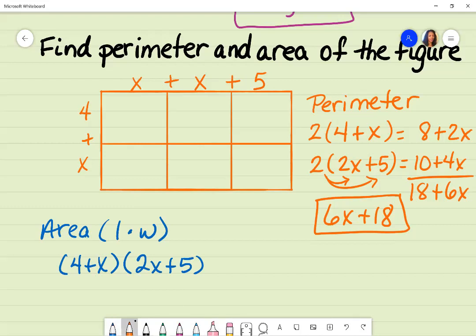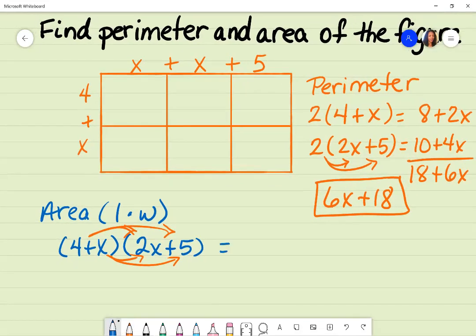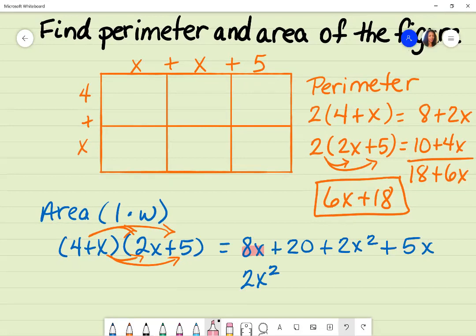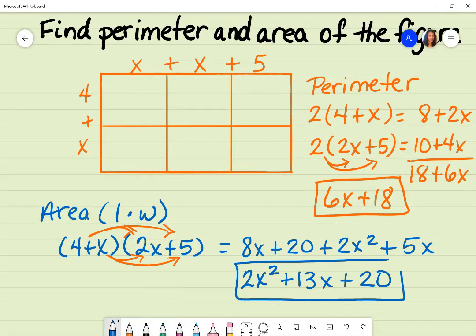And now once you multiply this out, if you choose to use this method, I'll go ahead and do that for now. Then you're going to end up with 8x plus 20 plus 2x squared plus 5x. And you notice it's not in standard form. So go ahead and get your highest exponent, and then you want to combine like terms. So you have an 8x and you have a 5x. So you want to combine that. 8 plus 5 is 13x, and then your constant is 20. That is in standard form for your area.